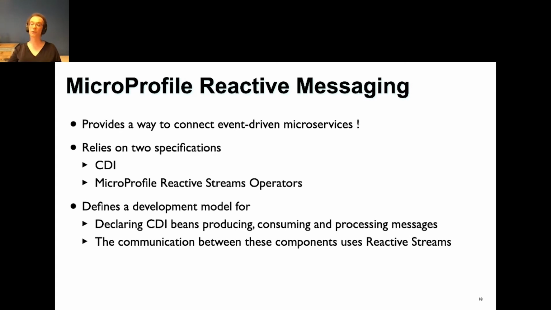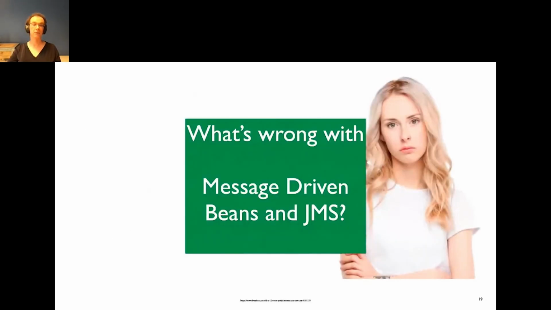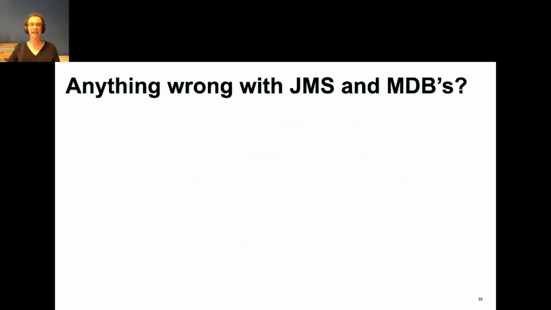And altogether, this defines a development model to declare CDI beans that can produce, consume, and process messages, where the communication between these components uses reactive streams like Kafka or MongoDB or whatever. Now, there's an important question to ask yourself. What's really wrong with message-driven beans and JMS, which is the old way from Java Jakarta EE, of course, right? So is there anything wrong with it?